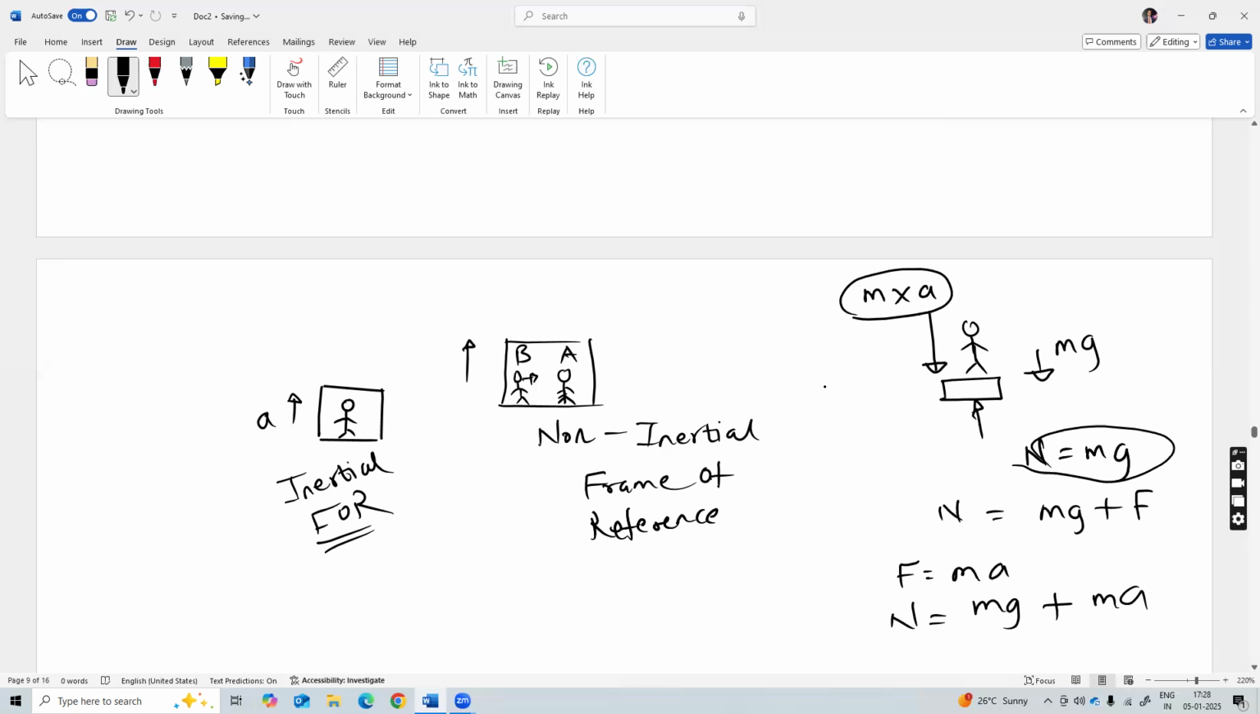This is only when we introduce the concept of pseudo force, only when we are solving the problem using a non-inertial frame of reference. And a non-inertial frame of reference means the person observing the motion is also moving with the same acceleration as the object of our interest.